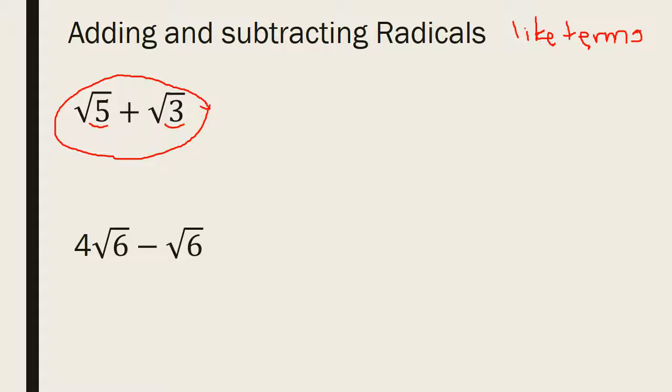Let's take a look at another example. We have 4 radical 6 minus radical 6. Again, if we look here, we'll find out that we have the same radicands, which means that we need to think about this the same way we think about variables. So we're going to subtract these terms. 4 radical 6 minus 1 radical 6 is going to be equal to 3 radical 6.